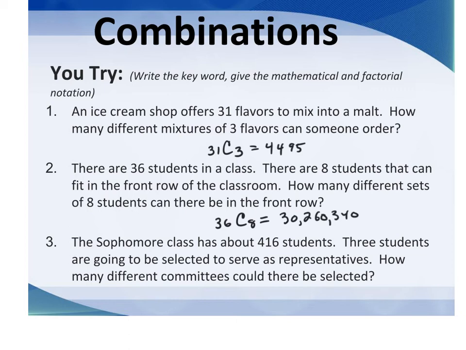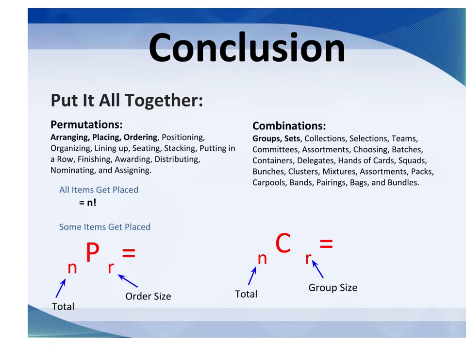Number 3, the sophomore class has about 416 students. 3 students are going to be selected to serve as representatives. How many different committees could there be selected? So in this case, 416, and I want to choose 3 of them, and that gives me 11,912,160.